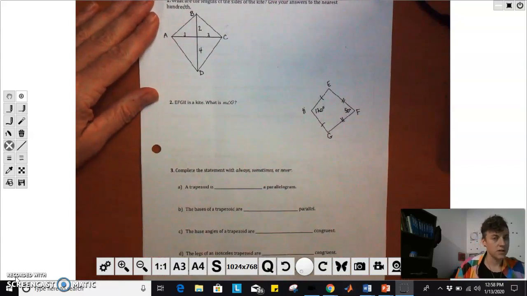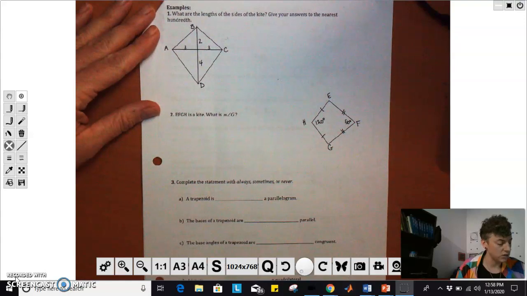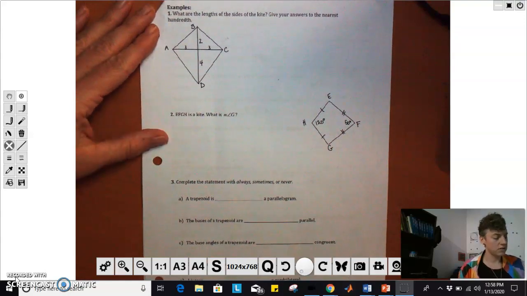Okay, you're going to finish this last page using your notes for IP.